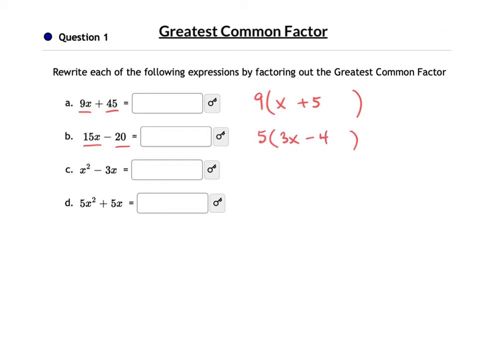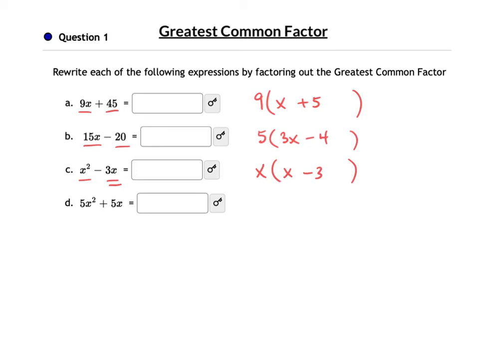The greatest common factor of x squared and 3x. Notice how they both have an x in them? They don't both have two x's multiplied in common, just a single x. X is my GCF. There is no number in common. X times x is x squared, and x times minus 3 is minus 3x.